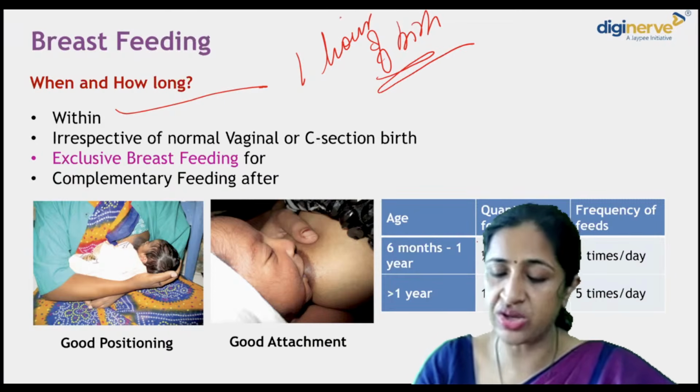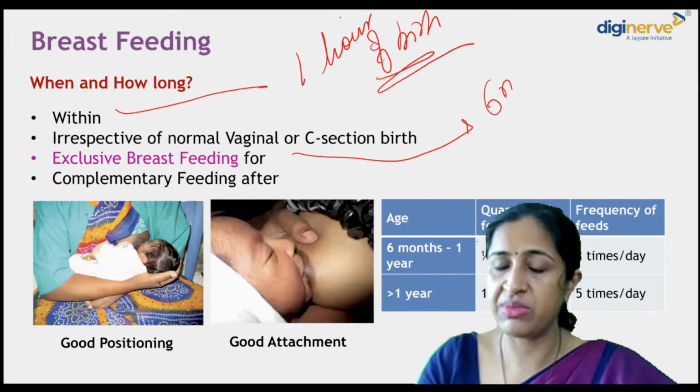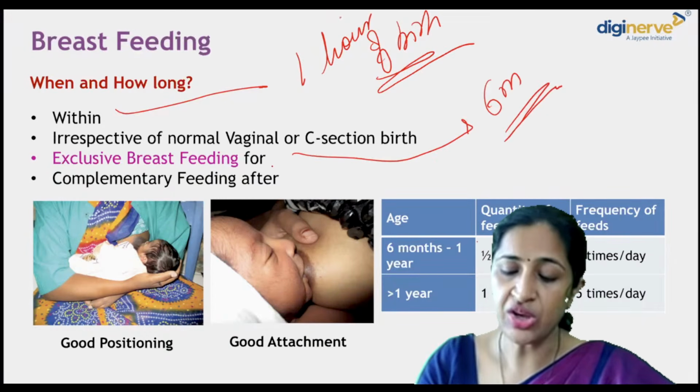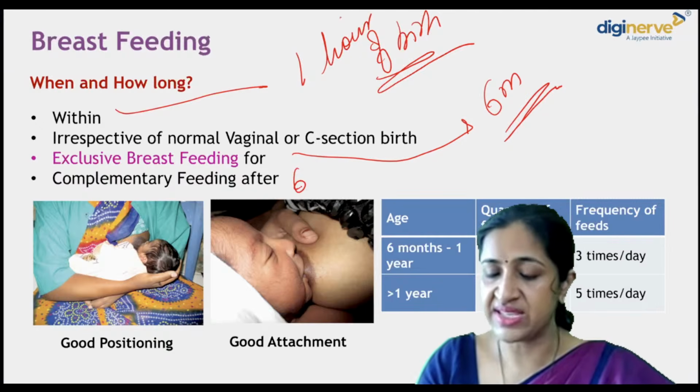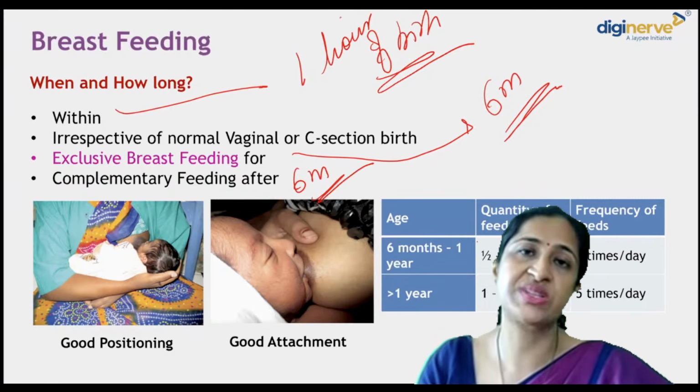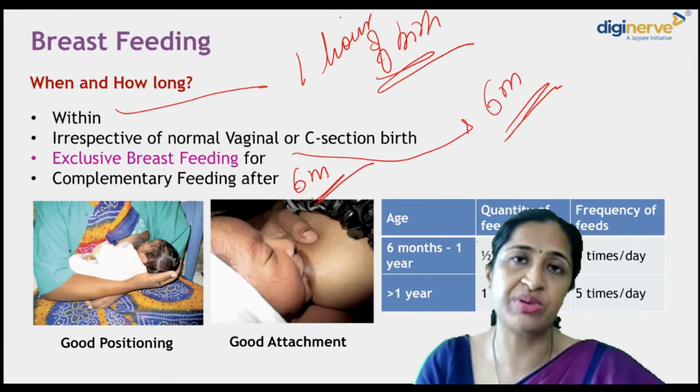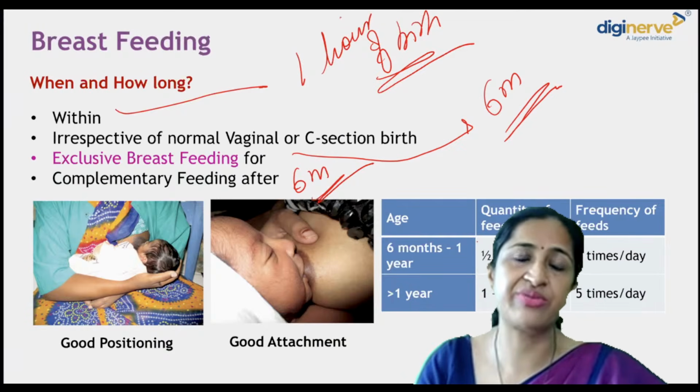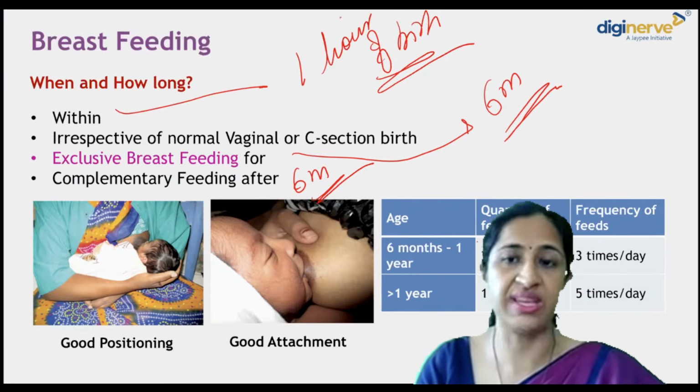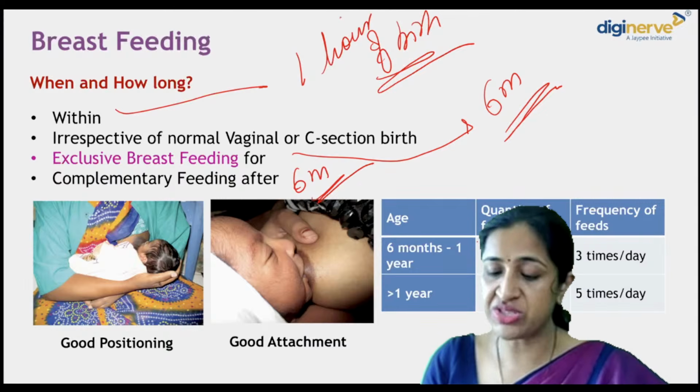Exclusive feeding according to WHO for a minimum of 6 months. Complementary feeding after 6 months of age. Now, there was a question, when is the earliest you can initiate complementary feeding? Please remember very carefully. If the option says according to WHO, the earliest you can initiate is at 6 months only.